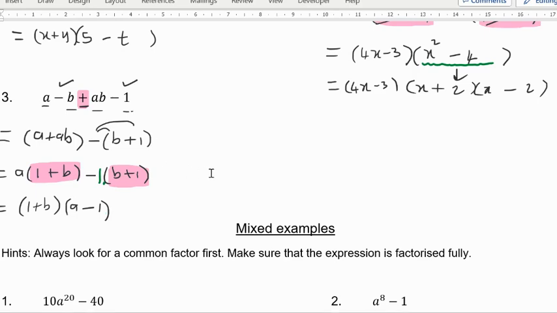Practice some of these on your own. It is a little bit of a time investment, but it will be worth it.